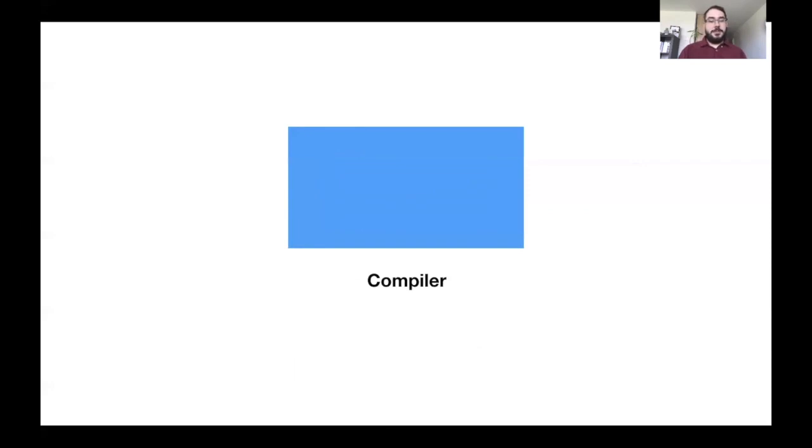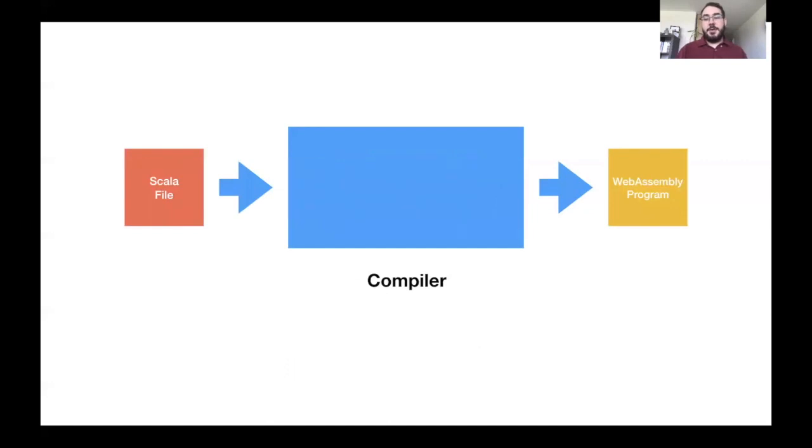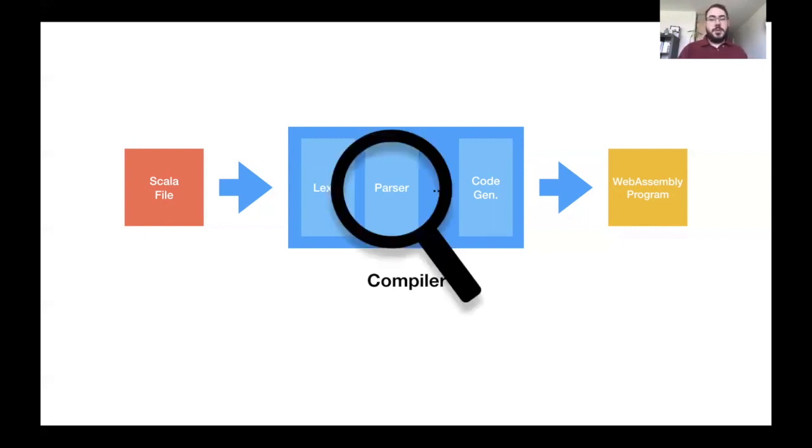They were assigned a compiler project for this semester, and they had to build compilers that take as input Scala files and output WebAssembly programs. As usual, the compiler is decomposed into several phases: a lexer phase, a parser phase, and at the very end, a code generation phase. The problem they had was mainly in this parser phase.